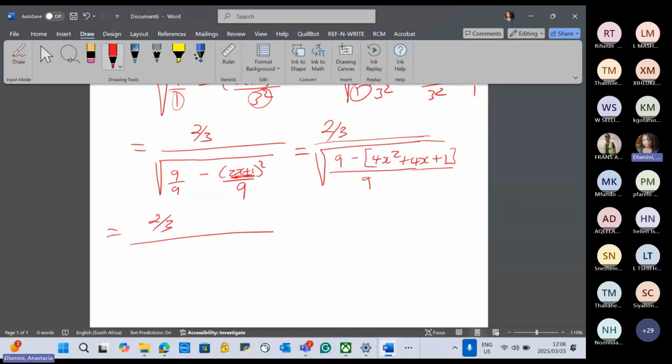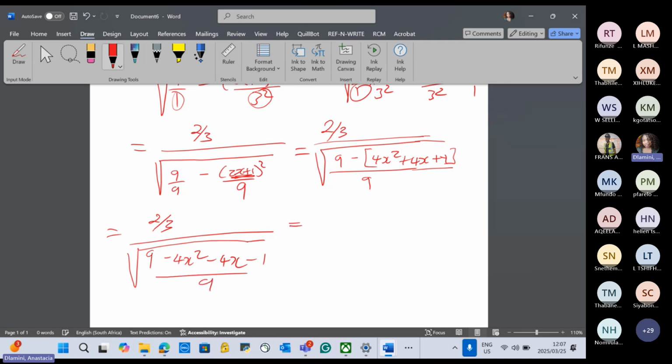Okay. So what you do is you say, look at this. This is 9. This times this is minus 4x squared. Negative times this is minus 4x. Negative times this is negative 1. Why are we getting 10? I had 10. Sorry, that's 8. Thank you. So over 9 still.